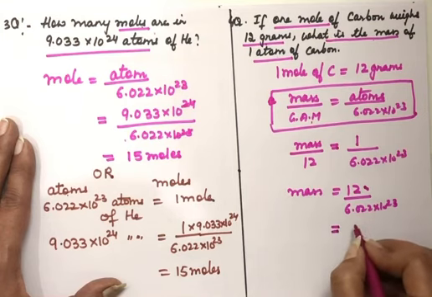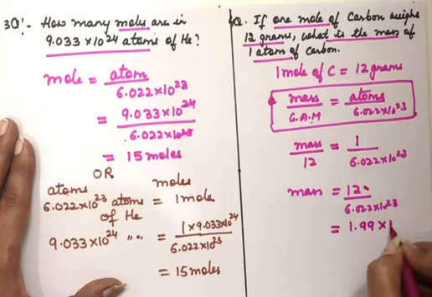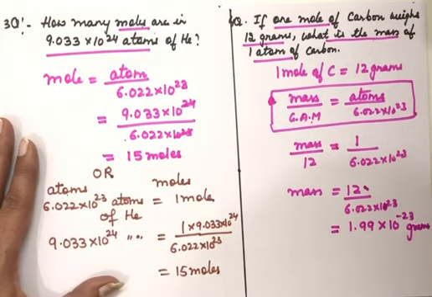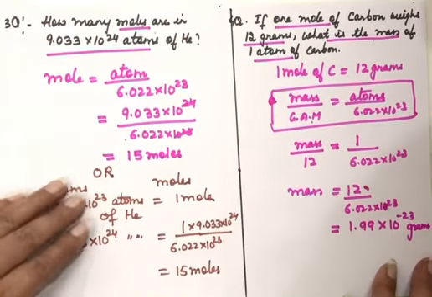After solving this, we will get 1.99 into 10 raised to power minus 23. This will be our answer, in grams. This is the mass of 1 atom of carbon. So using the formula, we have solved this question.